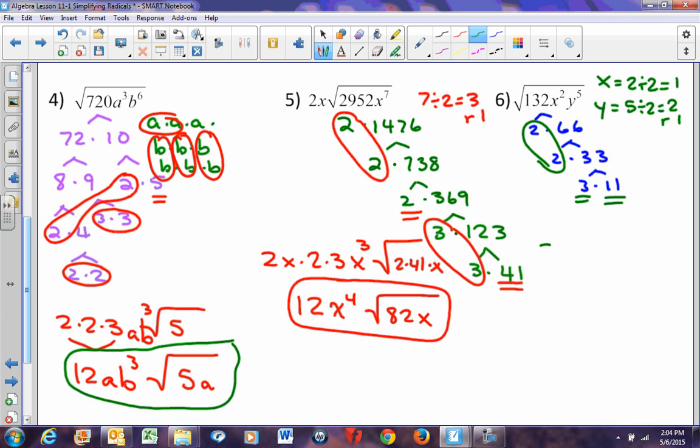So on the outside, I'm going to have 2. I'm going to have my x. I'm going to have 2 y's, so y squared. On the inside, I will have my 3 times 11, 3 times 11 times my remaining y. So I have 2x y squared, square root of 33y.